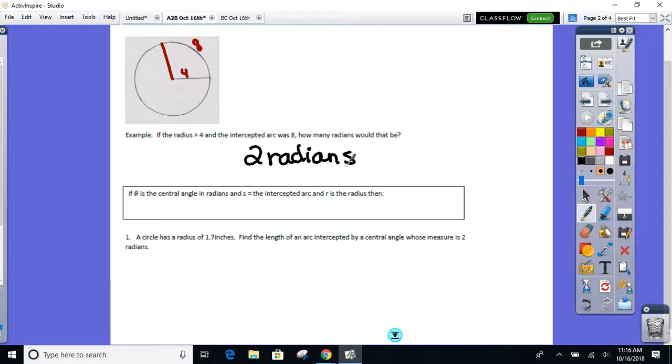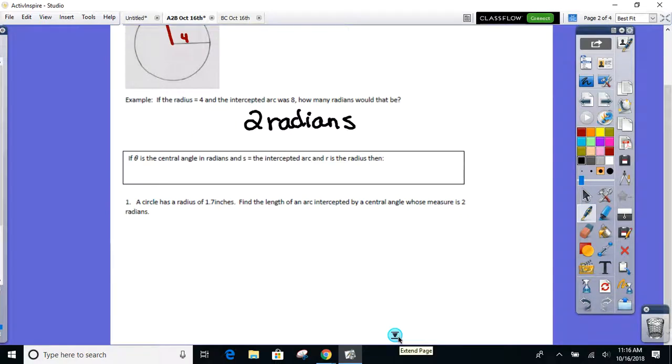Okay, 2 radians. But unfortunately, it's not going to be that easy all the time, so I need to give you a formula that will show me how many radians there actually are. Here's the formula. Let me write it down and explain it after. Theta, that's a Greek symbol we're going to be using a ton now. Theta equals S over R.